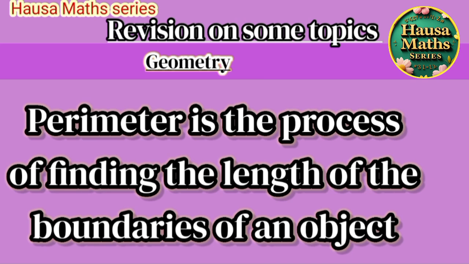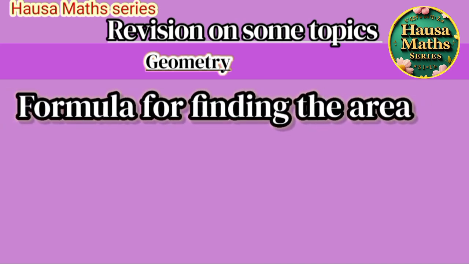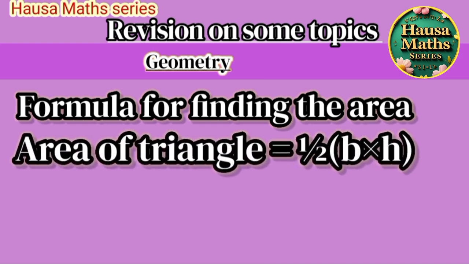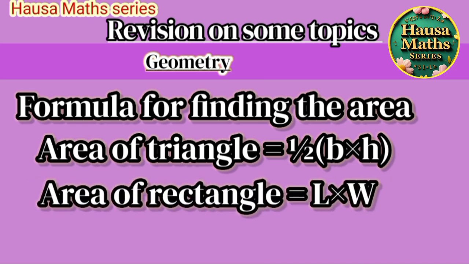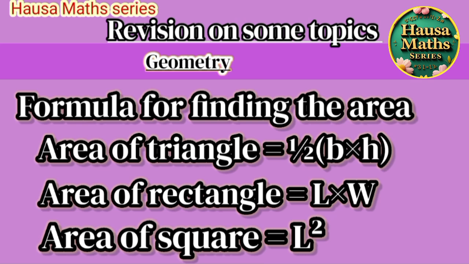Also, we have the formula for finding the area of a triangle, which is AB times H divided by 2. And we have the formula for finding the area of a rectangle, which is length times width. Also, the formula for finding the area of a square, which is length squared. Similarly, for that square we can find its perimeter using 4 times the length.